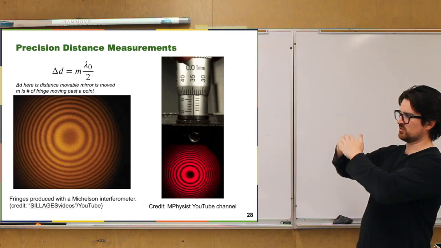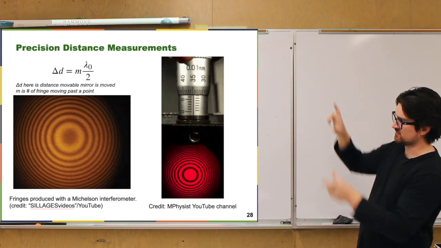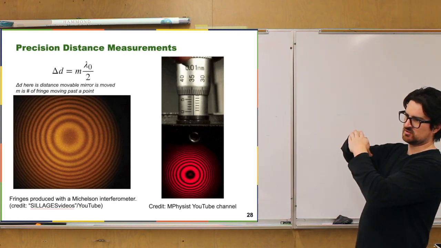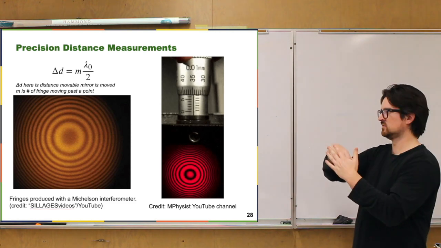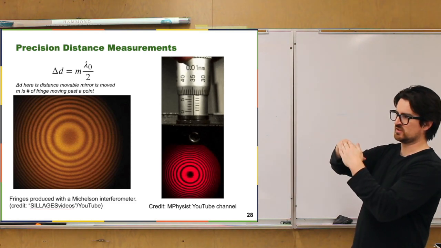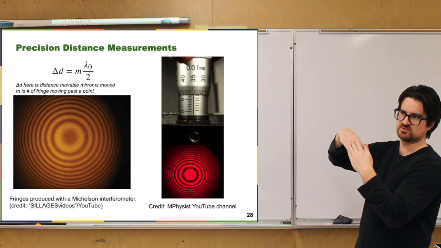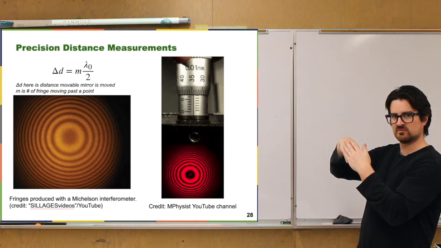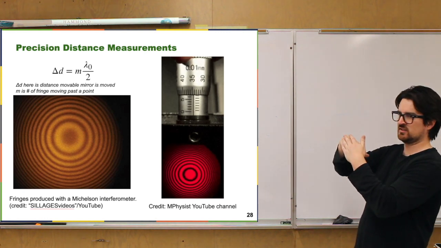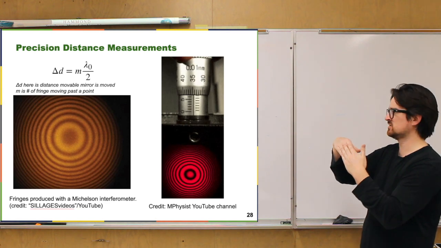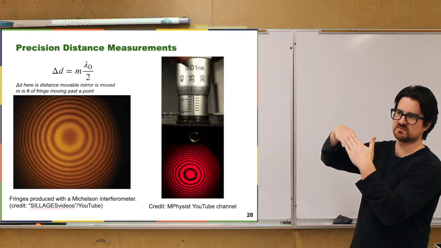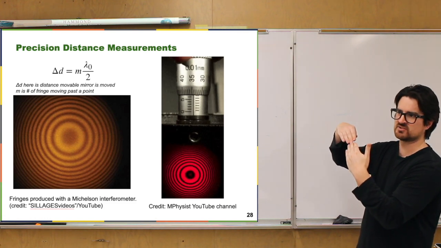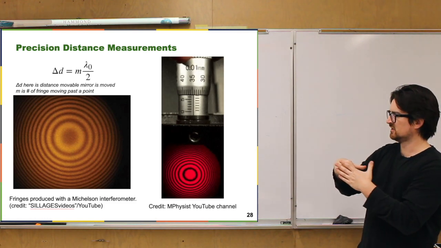They might start out constructive, and you have one of those bright rings. You pull the mirror away, and the light ray to the moving mirror goes through a little bit further distance, so its phase will shift relative to the second wave when it recombines, and they'll start to be out of phase. You keep moving that mirror back, and eventually you shift enough that it's got a full wavelength difference, and now you're back to in phase again.